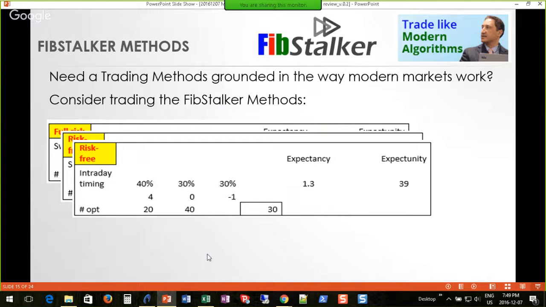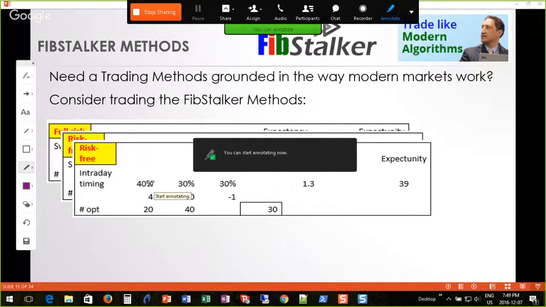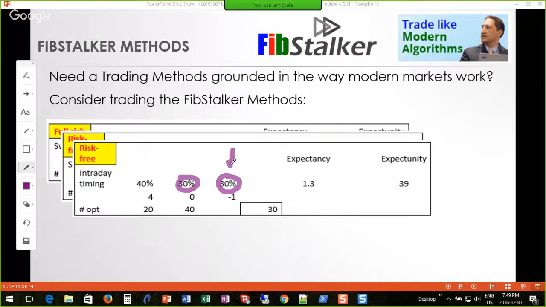Obviously, the great advantage is when we fully use the FibStalker methods with the FibStalking timing technique, which allows us to generate a lot of risk-free trades. And we can have between 20 to 40 opportunities by timing on the 1 hour or 15 minutes, with an average of 30 opportunities. And there, again, there is a different distribution of losers, break-even, and winners, where the winners have a much higher average return to risk, around 40 on average, and the expectancy goes higher, but most importantly, the expectunity goes higher, and we can get a lot of opportunities there, which balance the higher number of losses.